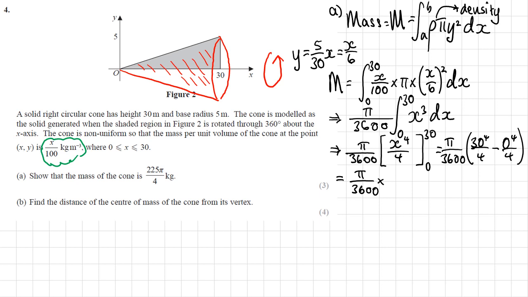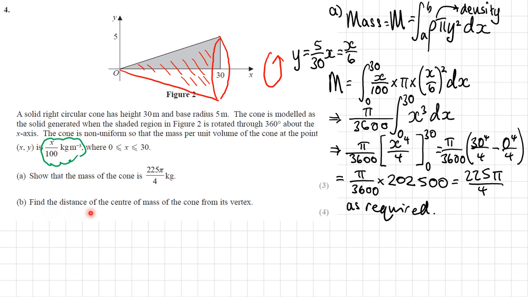202,500. Sorry, I just dropped my calculator there. 202,500. When we multiply that out, that will basically give us 225 over 4, times by pi. So 225 pi over 4 as required. Okay, so we've got the answer that they wanted.